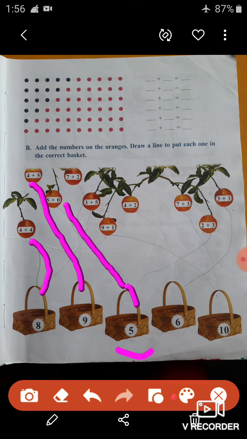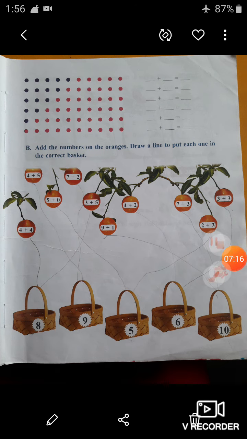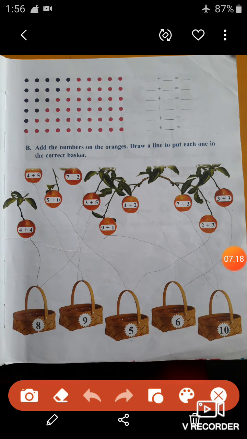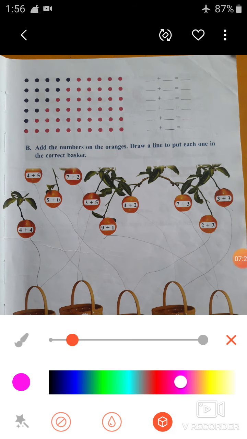Here 5 is written. Now the next one, 7 plus 2. So students, when we add 7 and 2, we get the number 9. So here you have to draw a line to this basket. Okay. Now the next one.